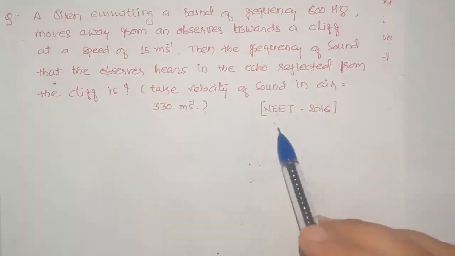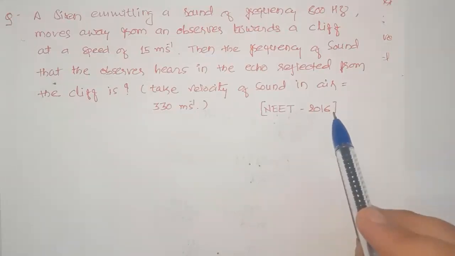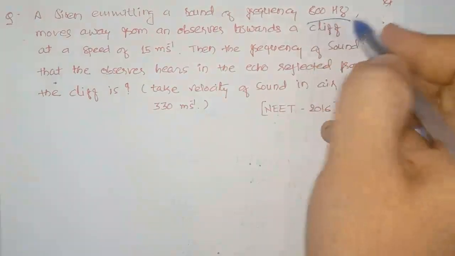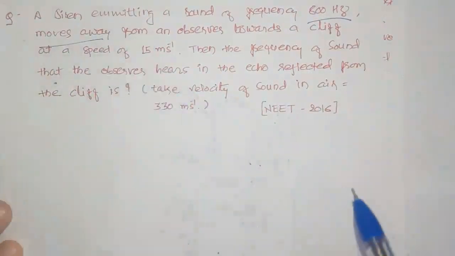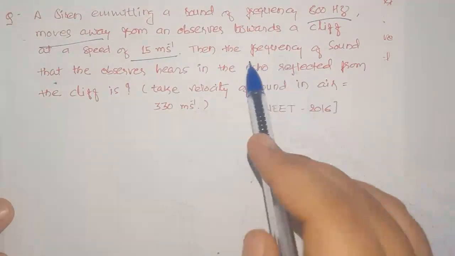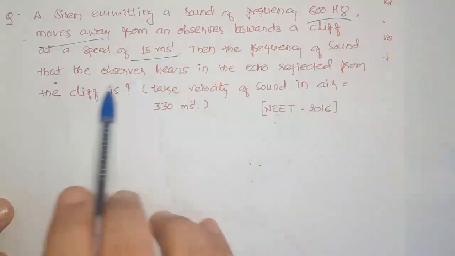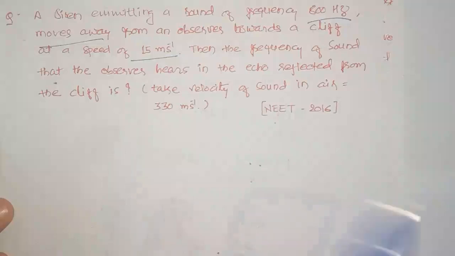This question was asked in NEET 2016. A siren emitting sound of frequency 800 Hz moves away from an observer and towards a cliff at a constant speed of 15 meters per second. What is the frequency of sound that the observer hears in the echo reflected from the cliff?